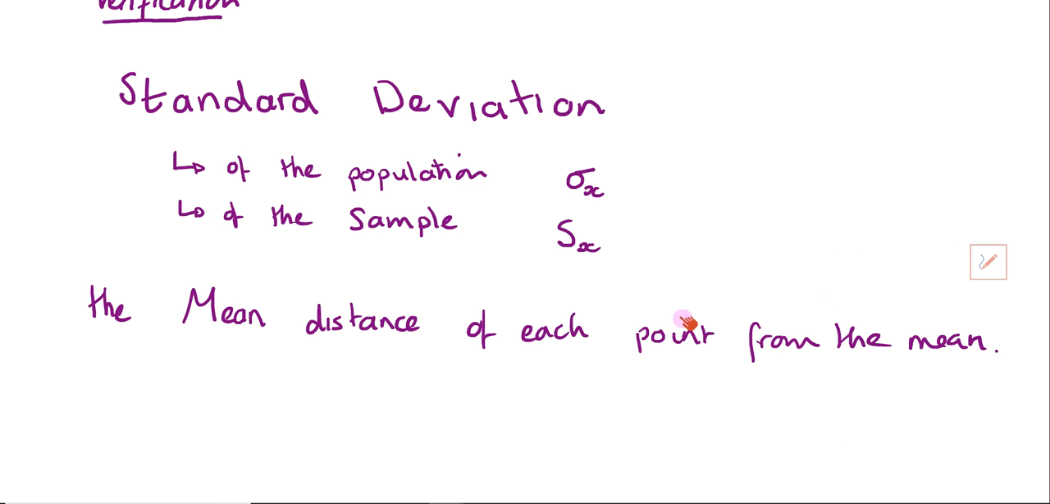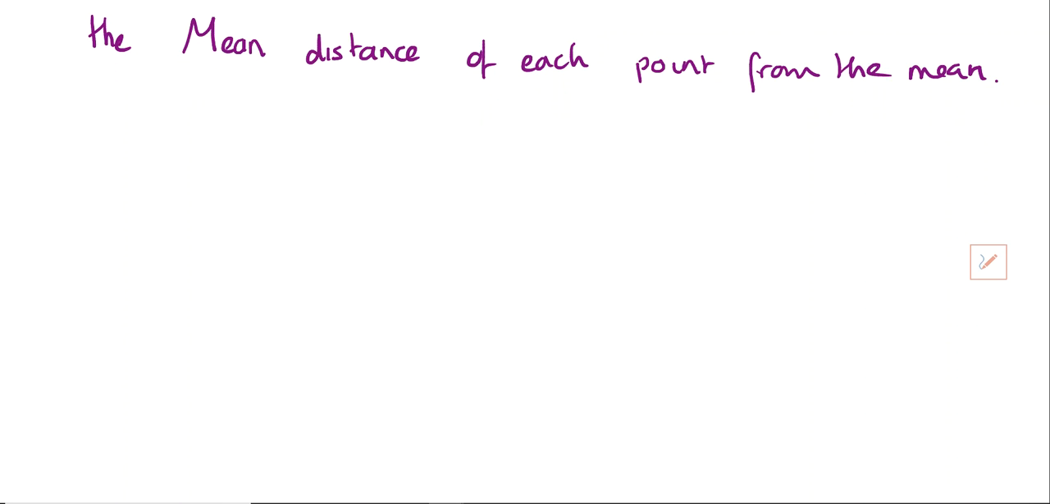I'm going to do it step by step. We're looking at the mean distance of each point from the mean. So what I'm going to do is this: x bar. Remember what that means? Did we learn it? I haven't mentioned it. It's what?